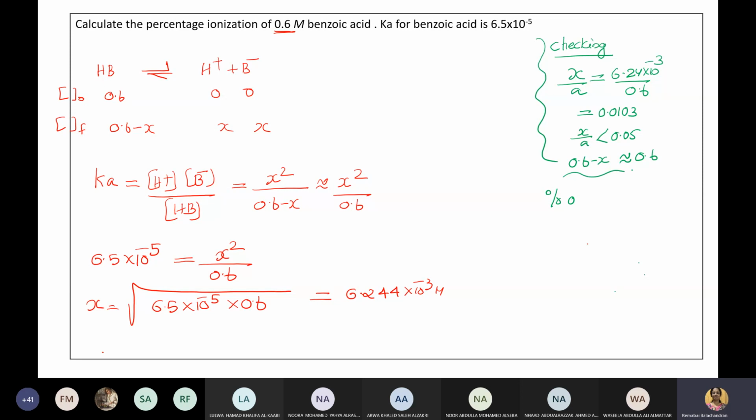Now, percentage of ionization. What's the formula for finding percentage of ionization? X over A times 100. Okay, what's the value of X?